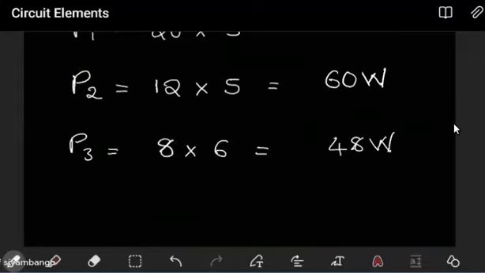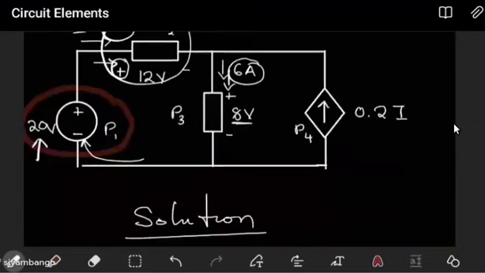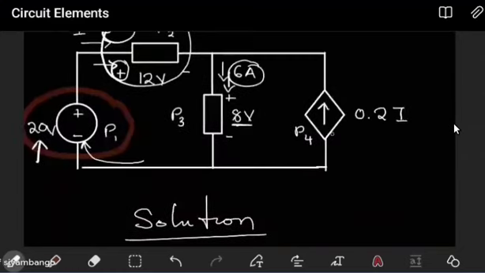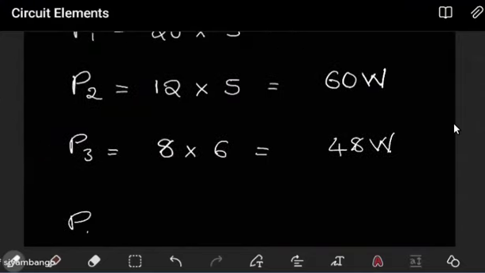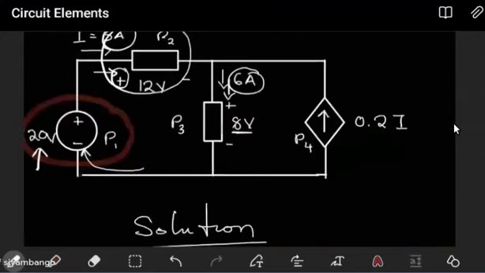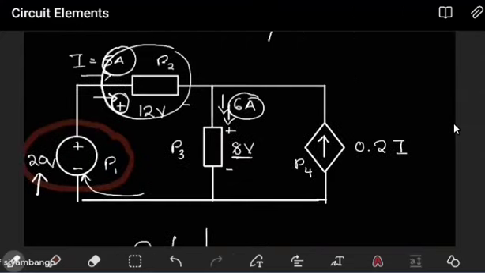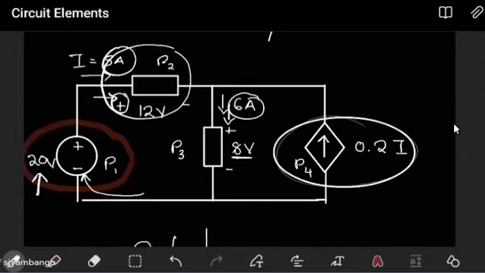Now we have P4. For P4, how do we find it? Well, it's pretty much the same, but we need two things: the voltage drop here and the current passing through it. Because this is a current source, we can easily say that the current passing through that line is the same as the current supplied, which is this.